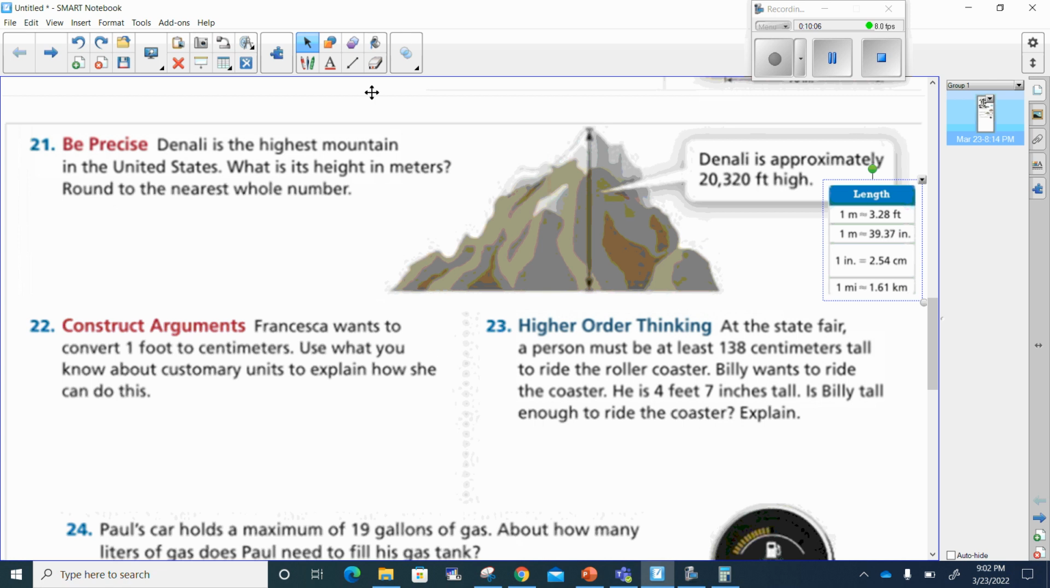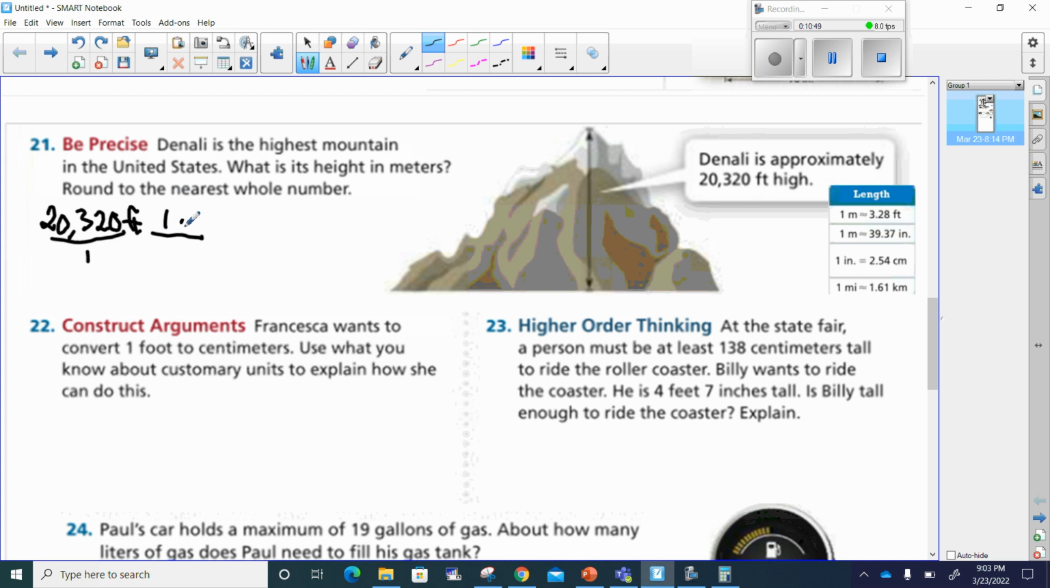Okay. So now that I know that we're talking 20,320 feet, and we know that 3.28 feet is 1 meter. So this is going to be over 1. And this is going to get multiplied to, looks like 1's going to be on the top this time since it's meters, and we want meters. Right?